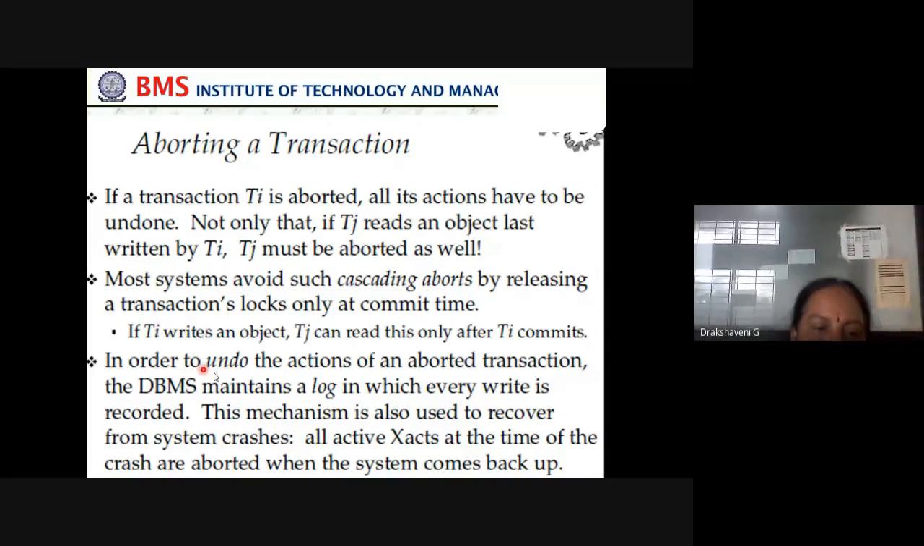In order to undo the actions of an aborted transaction, the DBMS must maintain a log in which every write is recorded. This mechanism is also used to recover from system crashes. All active transactions at the time of the crash are aborted when the system comes back. So that's what is called a crash. In case something happens, then I have to retrieve it back. So in that case, these logs will be helpful.